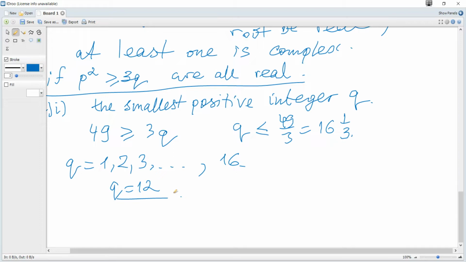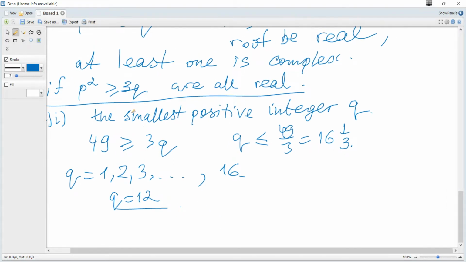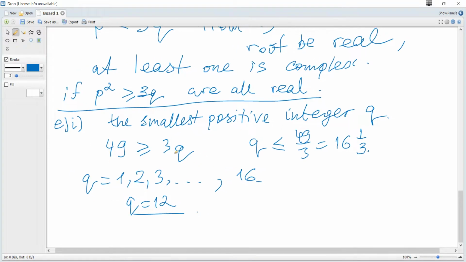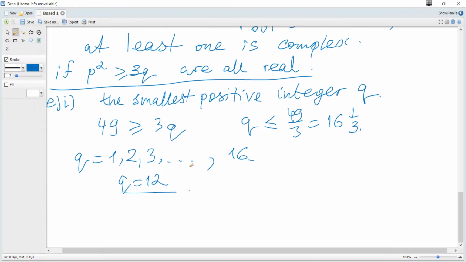And the next question. Hence, this conjecture is not correct. So the opposite statement is not correct. The statement that if p squared is less than 3q then not all roots can be real is always true, but the opposite statement is not true.